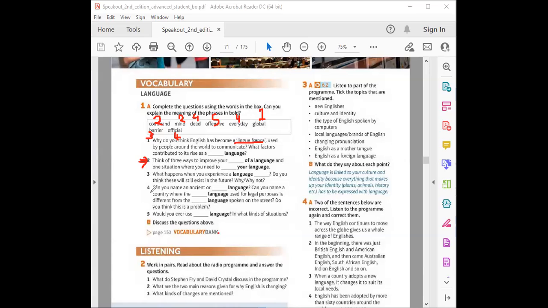That's crazy. Can you name an ancient language? We discussed this, okay? This is a very interesting question. Can you name a country where the official language, which is used for legal purposes, is different from the everyday language? Can you name a country? I can help you with a country, but I want you to try to think.